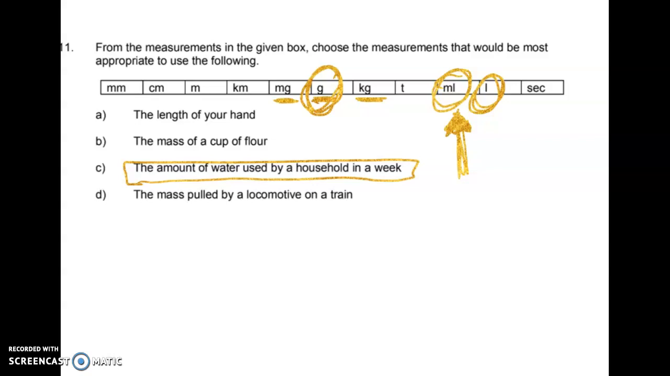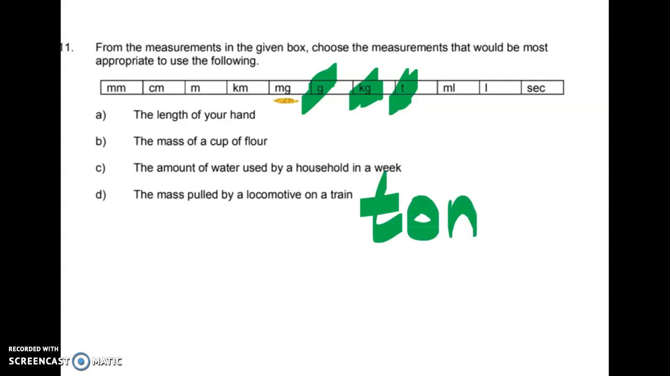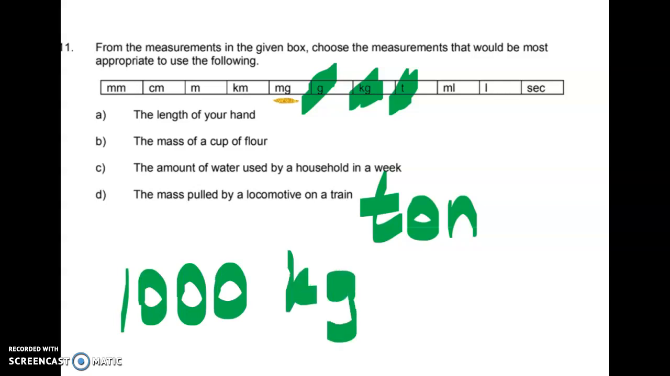Last one, the mass pulled by a locomotive on a train, which is a fancy way of saying how much weight can a train pull behind it. So again, we're going to be looking at choosing one of these units here. So it'll be grams, kilograms, or tons, and it's the last one here, T. Okay, so T for a ton. So that's 1,000 kilograms. Right, on to question 12.